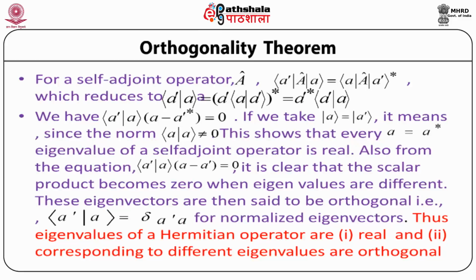Because eigenvalues can be real only if the eigenvalue is equal to the complex conjugate of itself. Also, from the equation, the norm of a prime a into within brackets a minus a prime is equal to 0. It is clear that the scalar product becomes 0 when eigenvalues are different.